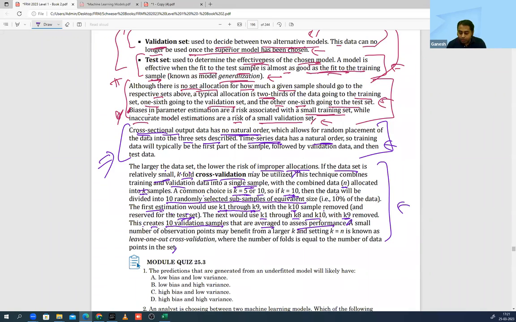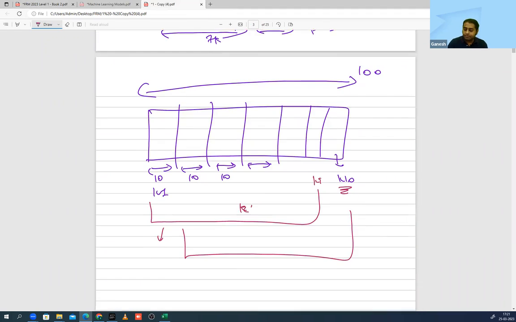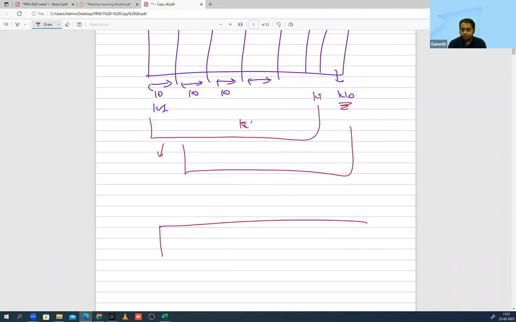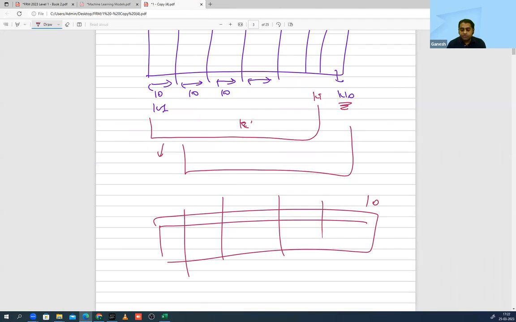अगर सैंपल और भी कम है, दिख रहा है leave-out cross validation, a small number of observation points benefit from a larger K section. अब बहुत बार ऐसा होता है कि आपके पास सैंपल ही बहुत कम है, आप ये रिपीट भी नहीं कर पाओगे इतने अच्छे से. So what you will do is, suppose I have only 10 samples. So I will create 10 clusters, मतलब 10 buckets. So my K and my N will match.